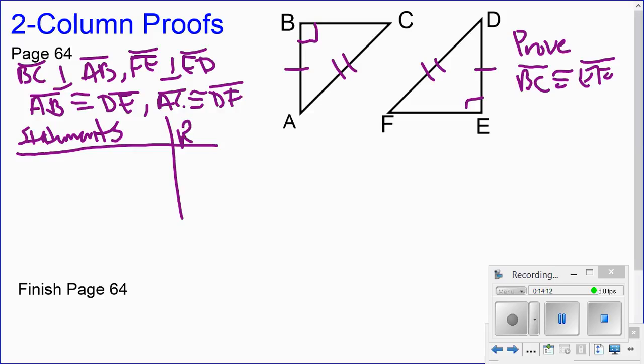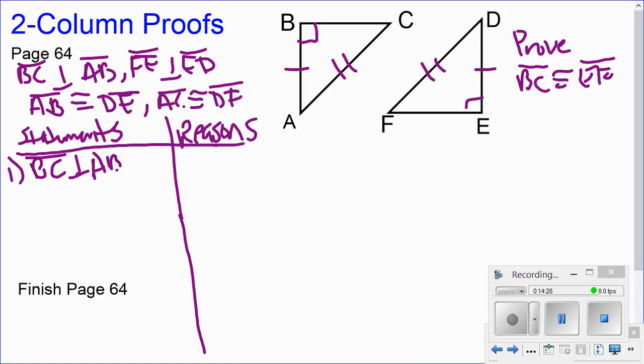And our reasons. So we'll put the statements that are similar together here. We'll put both of those perpendiculars together on the same statement line. So BC is perpendicular to AB, and FE is perpendicular to segment ED, and given. Okay, so I'm going to write what that means.